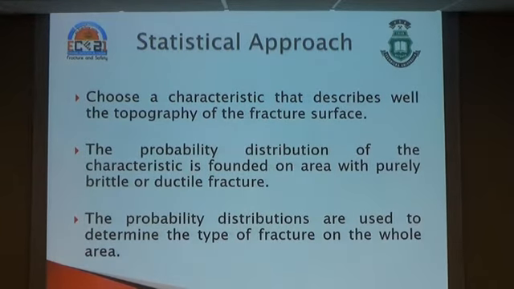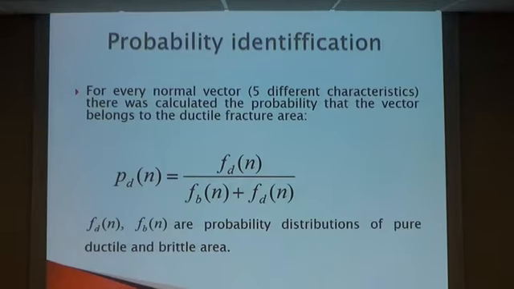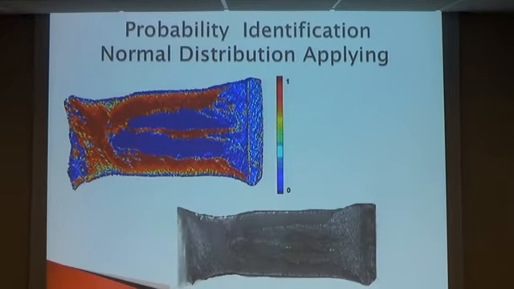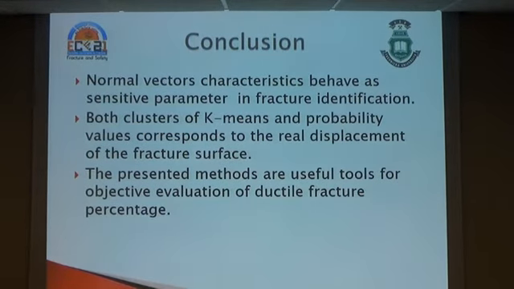Another way: in a known fracture area, the distribution of ductile fracture and brittle fracture was determined, and then the probability that every normal vector belongs to the ductile fracture was calculated, so that the result is a probability field, presented here. So it works. We can see that the results are similar to K-means, with probability from 0 to 1. So this was the result, and now some conclusions.